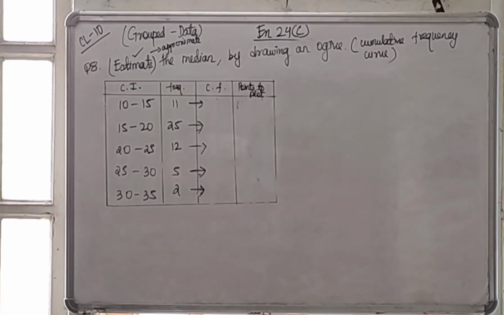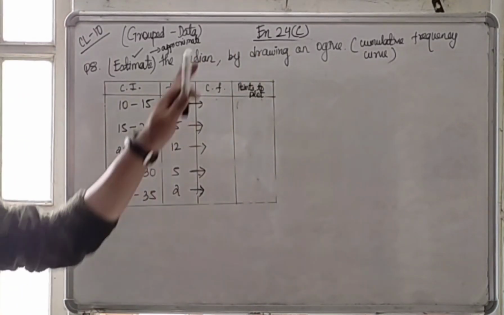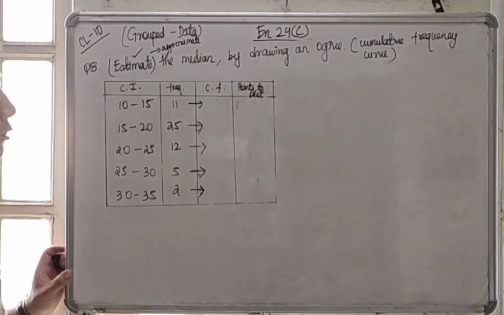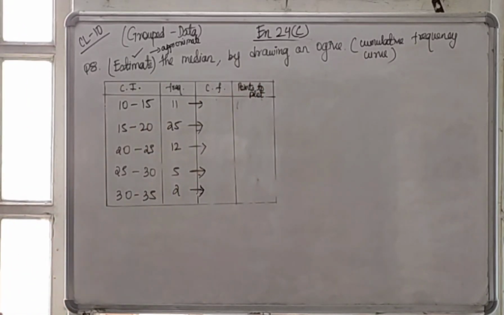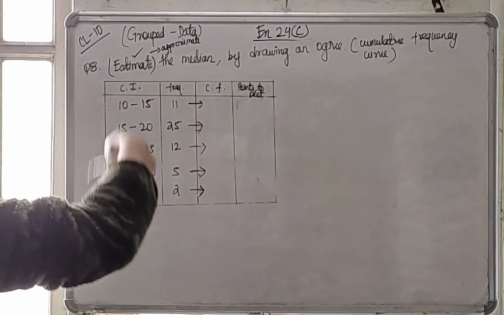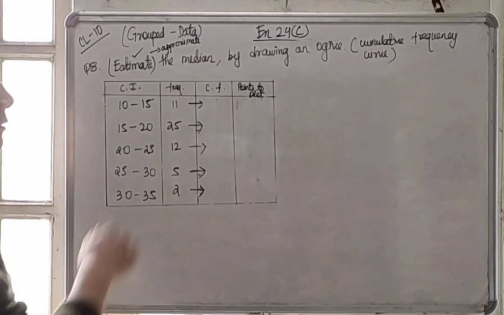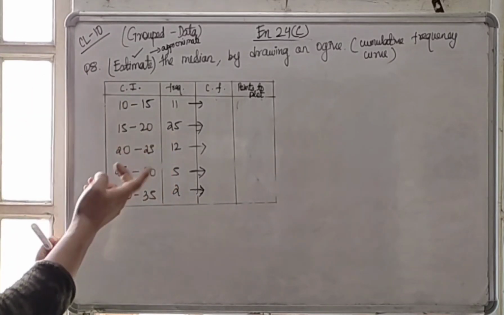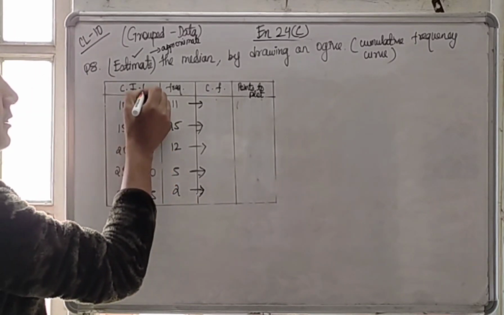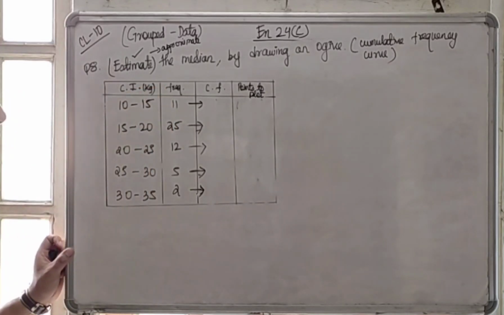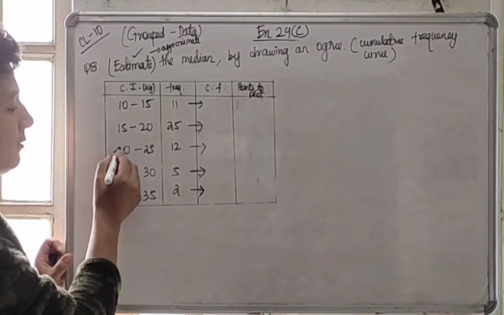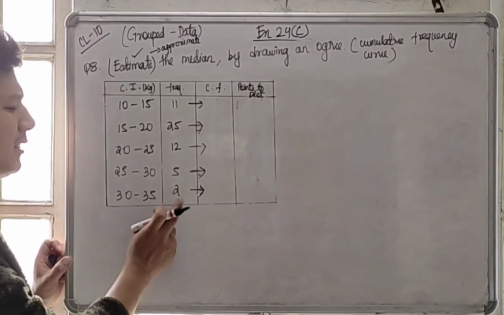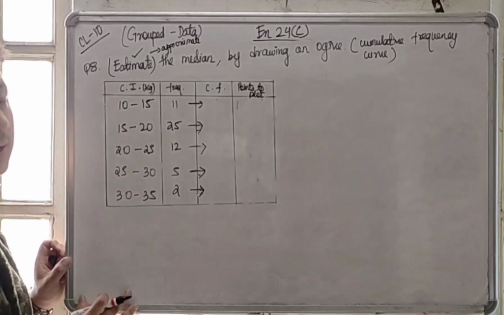All right, boys, quickly I'm doing question number 8 here. I'll first find the points and then we will see on the graph sheet. Here also you need to estimate the median weight, where the table is given this way. There are 11 students whose weight is between 10 to 15. There are 25 students whose weight is between 15 to 20. By the way, this is the kg class interval. There are 12 students whose weight is between 20 to 25, 5 students between 25 to 30, and 2 students between 30 to 35 kg.